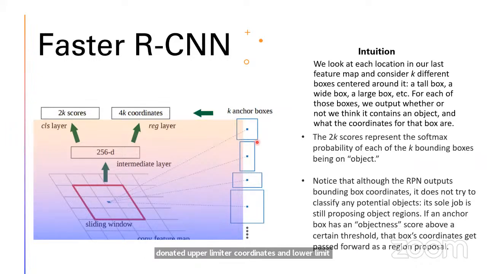Again, one important point here: the RPN outputs bounding box coordinates. It doesn't try to classify any potential object. Its main job is just to tell whether it thinks that inside the anchor box an object is present or not, which we can also call the objectness score, right? And if that objectness score is above a certain threshold, that particular bounding box coordinate is passed to the next stage, right?